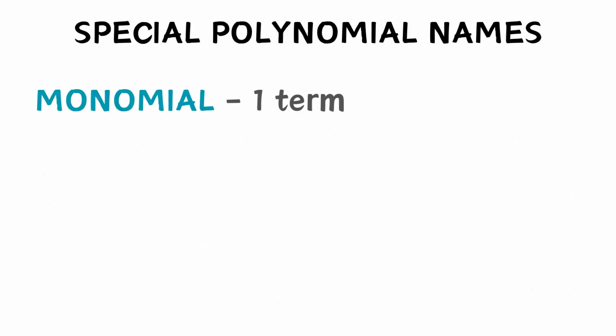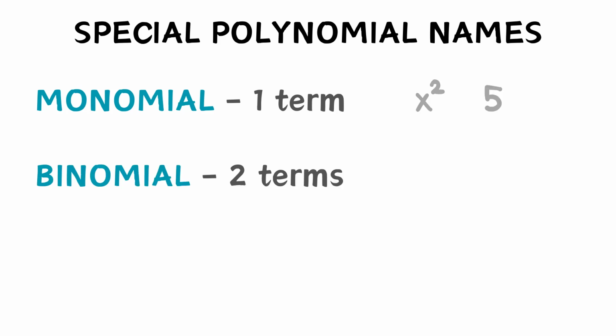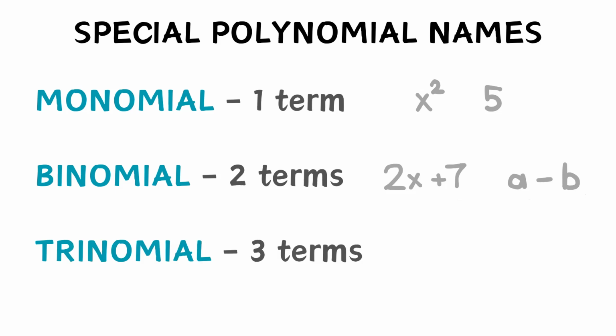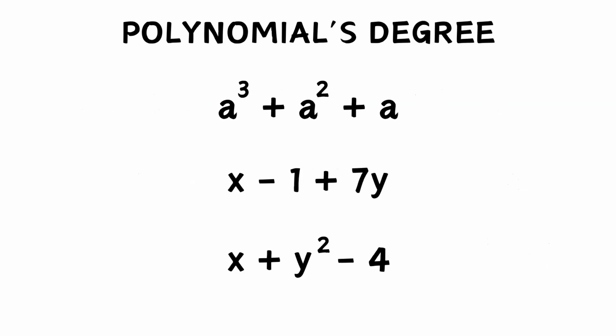A monomial is a polynomial with one term. A binomial is a polynomial with two terms. A trinomial is a polynomial with three terms. Monomials, binomials, and trinomials are still polynomials, but they just have special names. There is another way to name polynomials based on the highest exponent they have.